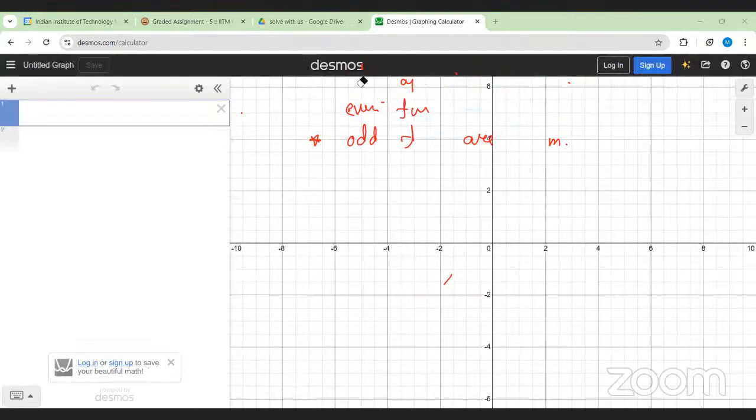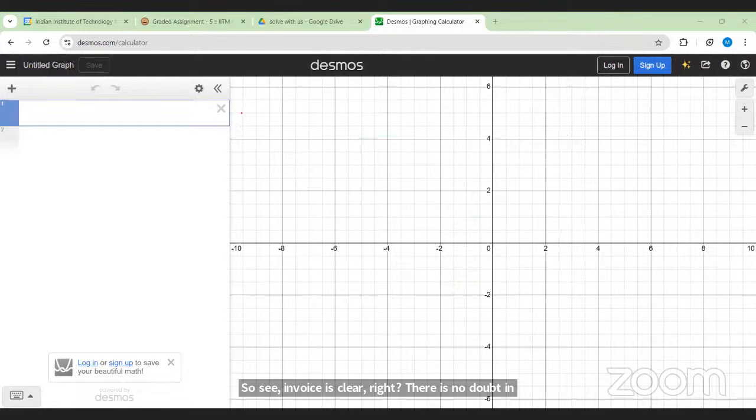So see, inverse is clear, right? There is no doubt in inverse. That inverse will be symmetric about y is equal to x. Now let's go to even and odd function.